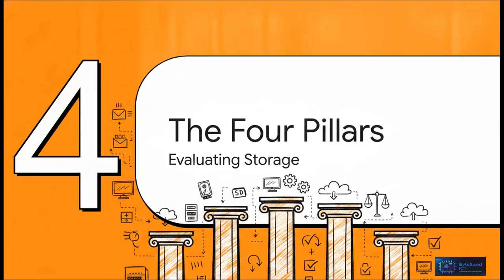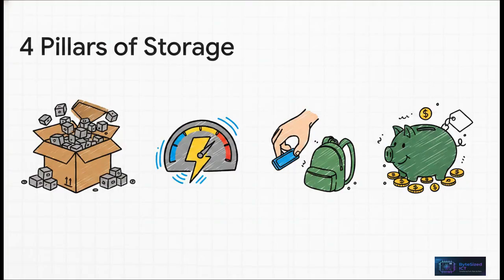All right, Section 4, the 4 pillars of storage. So the crucial point is that every storage media you encounter must be judged by these 4 golden rules. Number 1, capacity, the absolute maximum amount of data it can hold. Number 2, data access speed, how fast the hardware can actually read or write that data. Number 3, portability, how easily and safely you can physically move it around. And number 4, cost per GB, its financial efficiency.